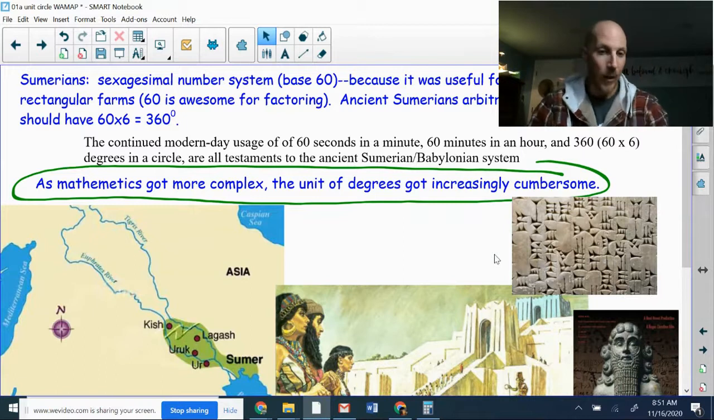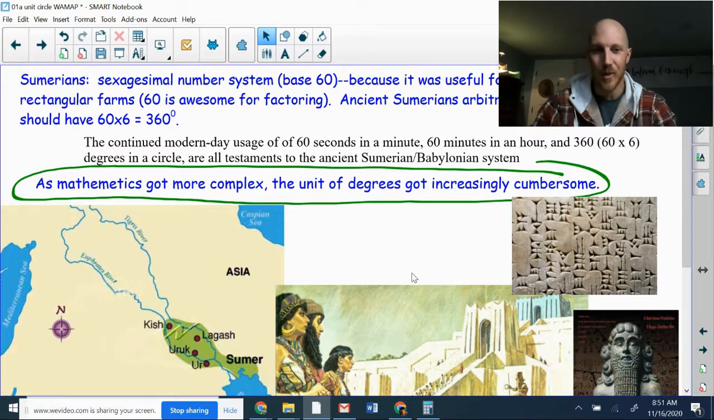So our current usage of many numbers actually comes from ancient Sumer. It's like the oldest civilization in the world. We just haven't changed a lot of stuff since then, because that's the way the people before us always did it.